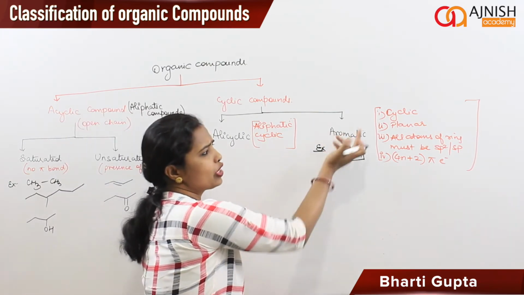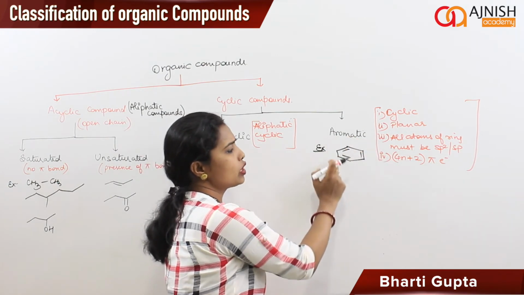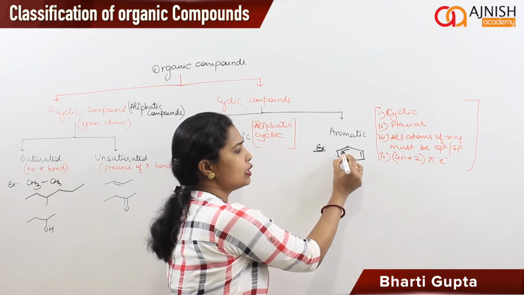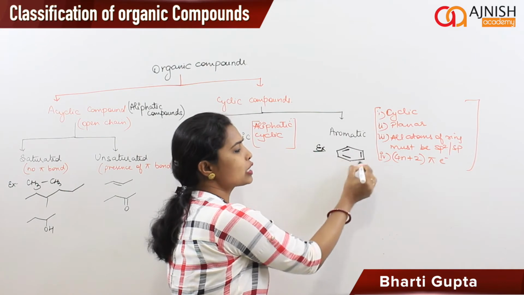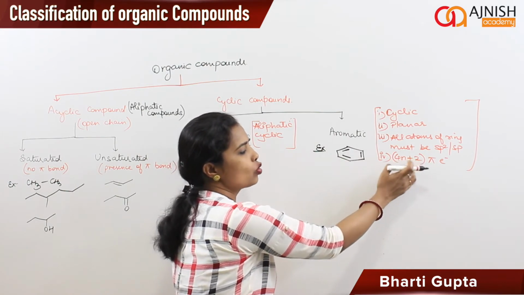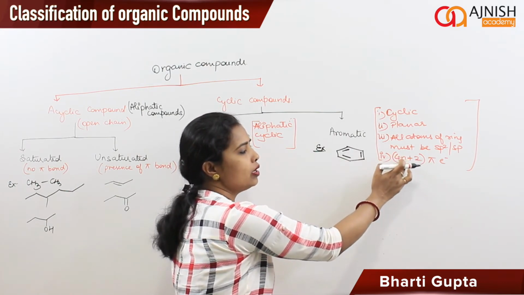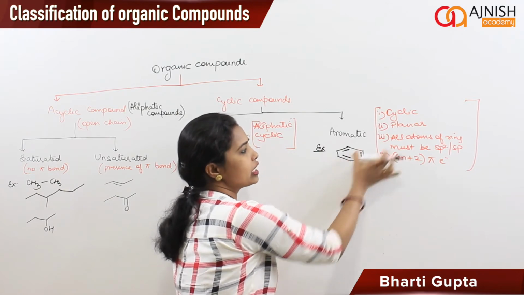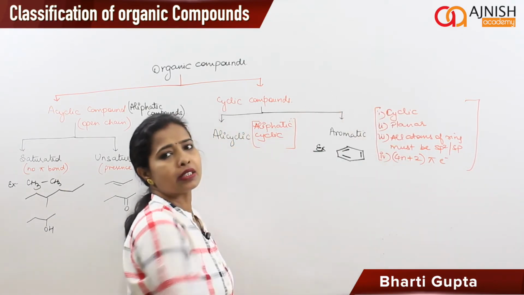For benzene we can check: it is cyclic, all atoms are sp2 hybridized, so it is planar, and we can see 2, 2 and 2, a total of 6 pi electrons. So 4n plus 2, when we place the value of n as 1, it totals 6. So it is satisfying all 4 conditions, so we say it is aromatic.